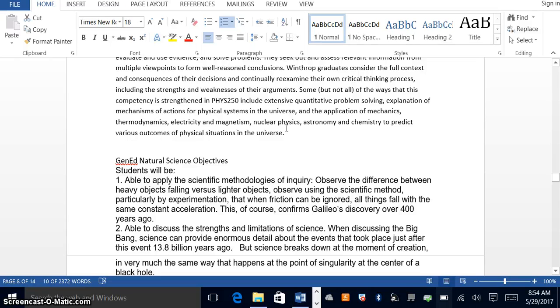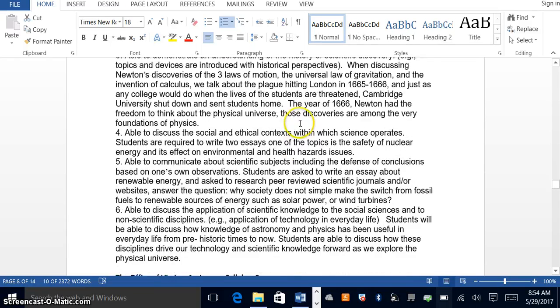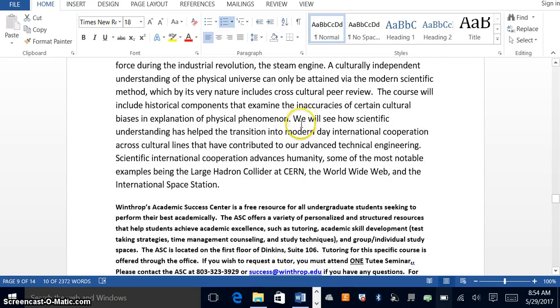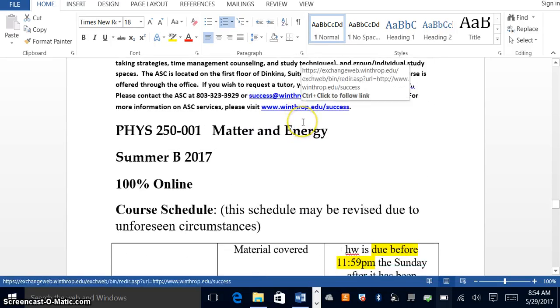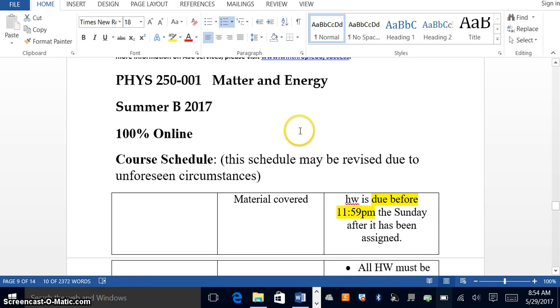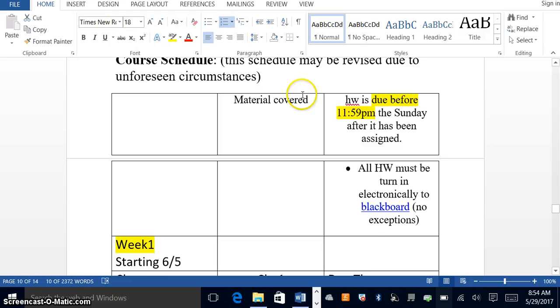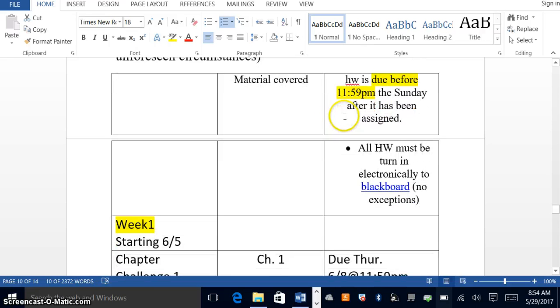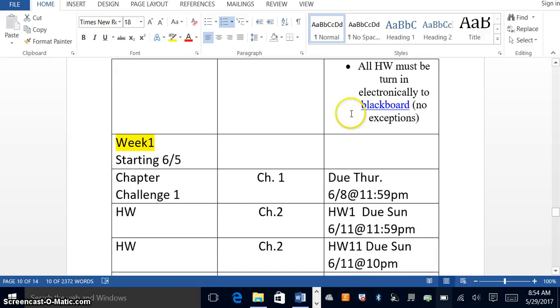All right, and I also have the schedule towards the end. A lot of this stuff is stuff that they kind of make me put on here. So here's the schedule. There's a separate file on Blackboard that just shows the schedule, but I also put it on the syllabus just for the heck of it. Notice the homeworks are due on Sundays. I've said that a bunch of times already. The chapter challenges are due on Thursday.